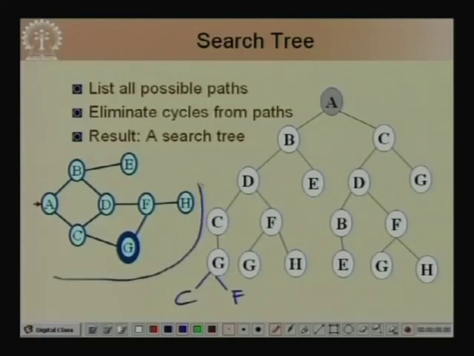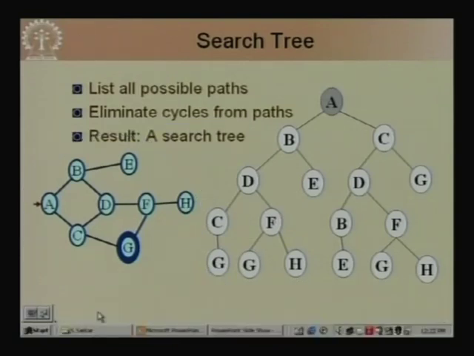So, if we take this graph and unfold it into a search tree, we may get an infinite search tree. In order to make this search tree finite, we need to eliminate cycles from every path. That is, if in this path we have already visited C, then from G we will not come back to C. Anyway, G is a goal state. So, in order to construct a search tree, we start from the initial state, unfold the graph and list all possible paths until one reaches a goal state or a dead end, and the result is a search tree.